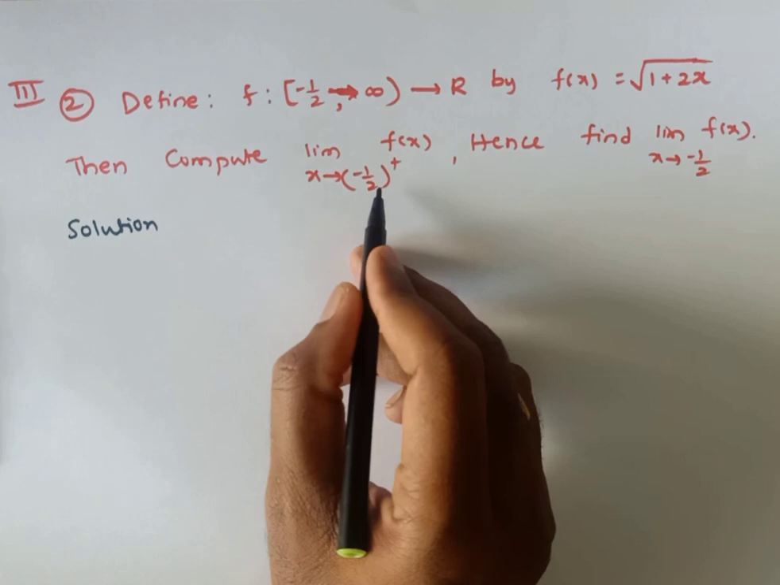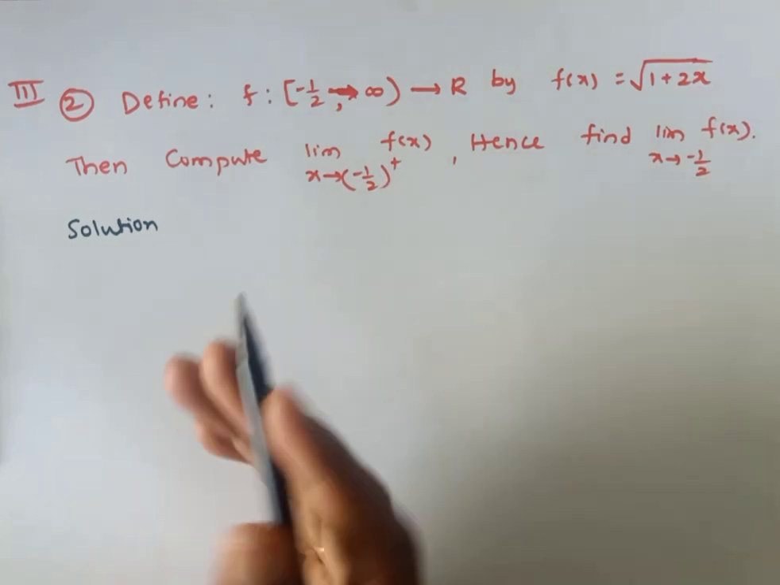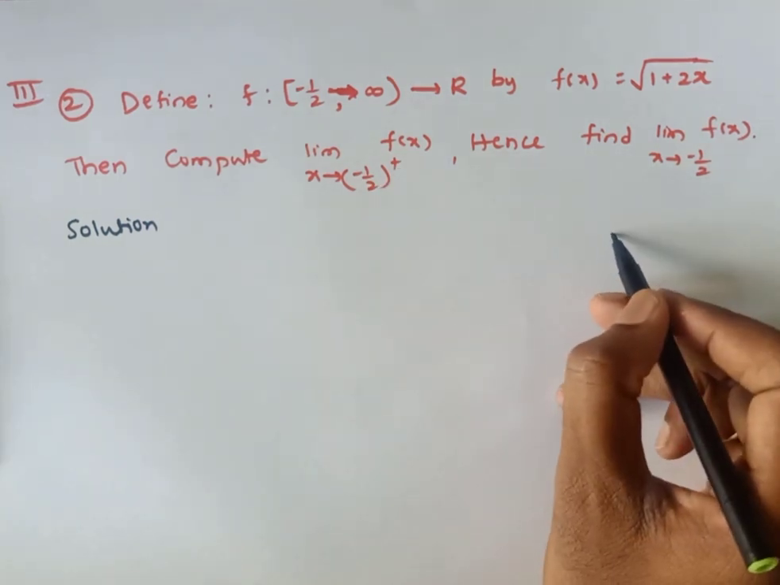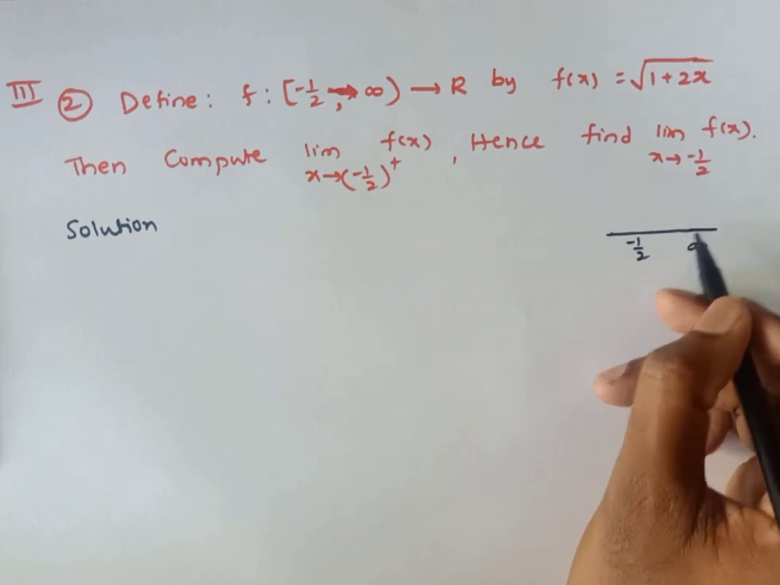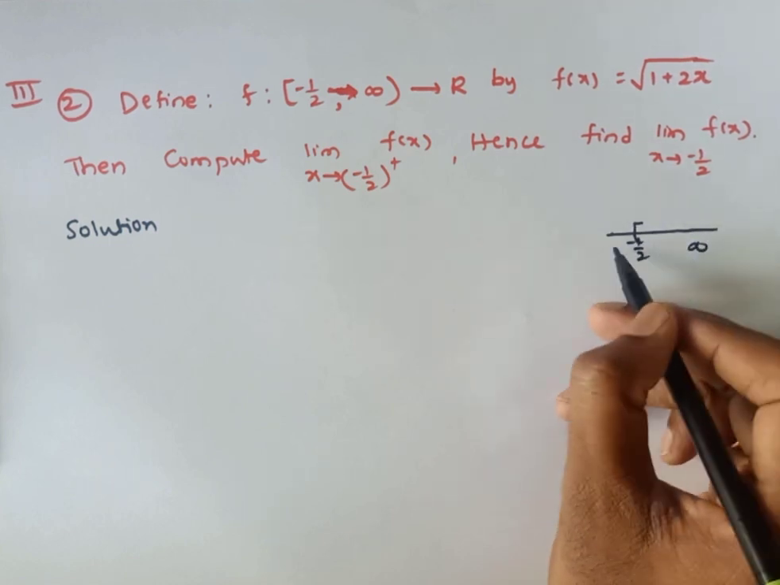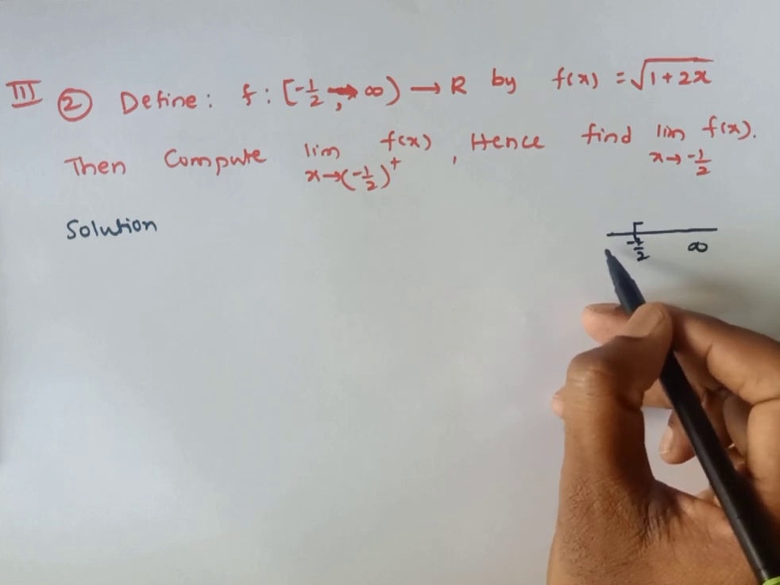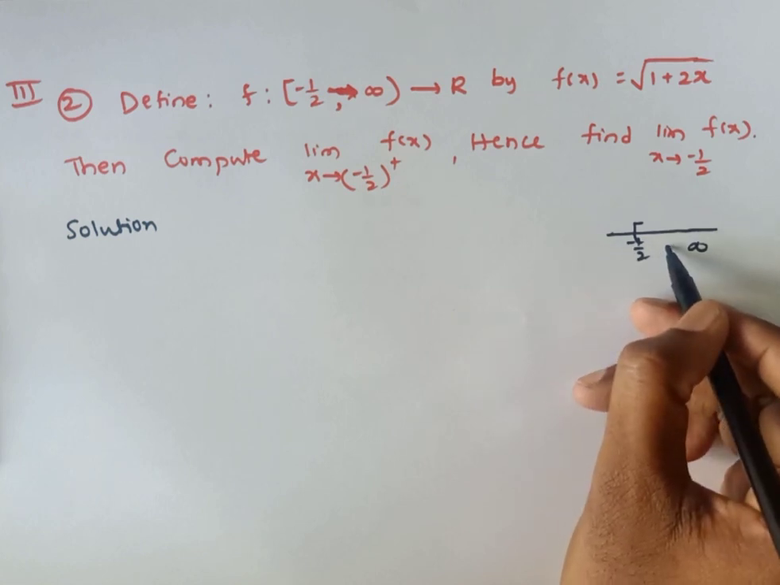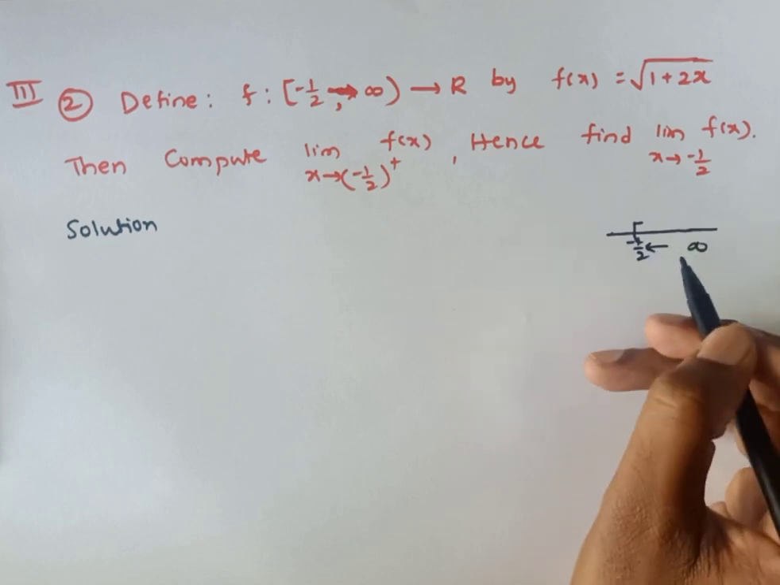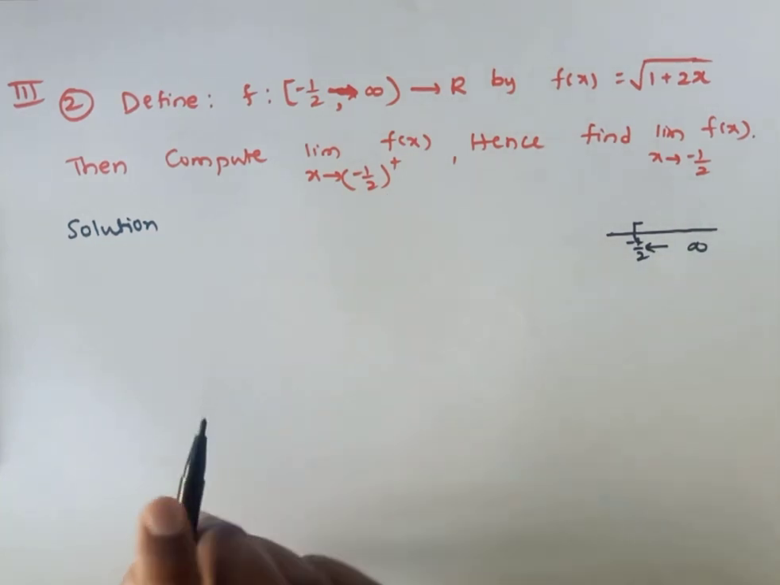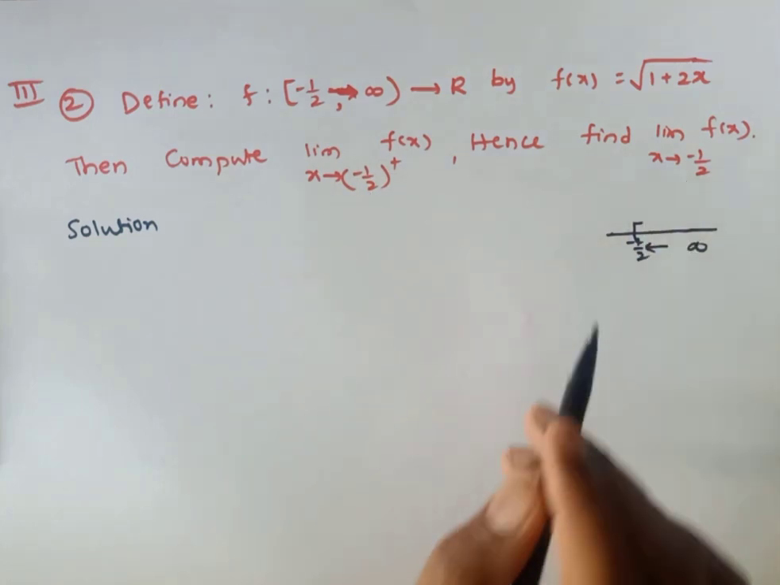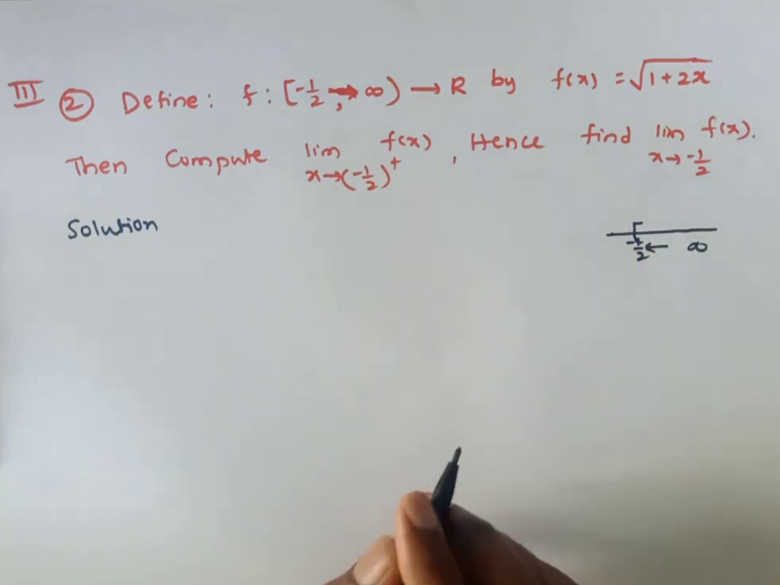Since at minus 1 by 2 only the right side exists, there is no chance for the left hand limit to exist. The interval starts at minus 1 by 2 and goes up to infinity. Since the interval starts here only, the left side part is not defined, so at minus 1 by 2 only the right hand limit exists. Let us check whether the right hand limit exists. If it exists, then directly you can write that the limit x tends to minus 1 by 2 also exists.